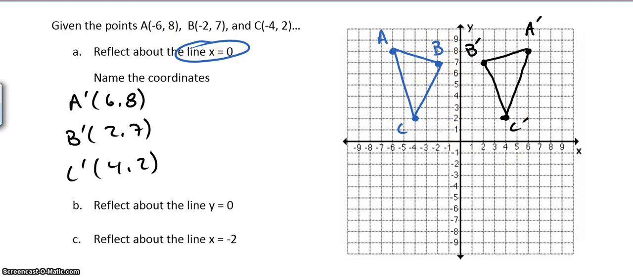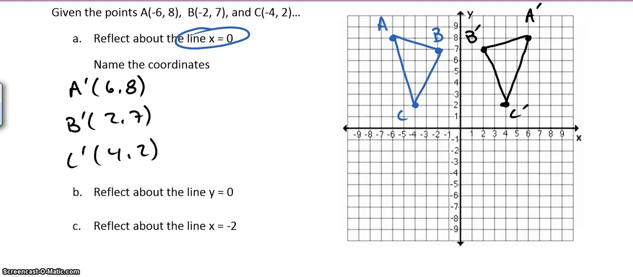All right, so part B says, now reflect about the line y equals 0. Well, we know y equals 0 is a horizontal line, and y is 0 right here. So that's going to be my line. So now we're reflecting down. All right, so let's do that.